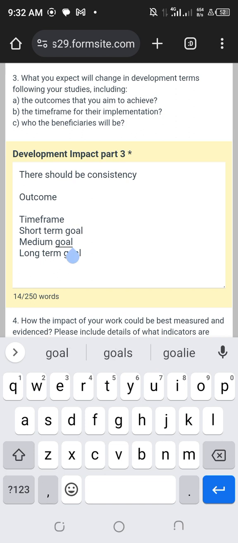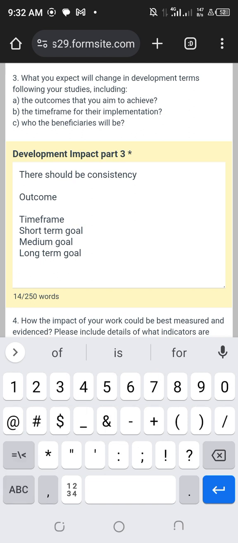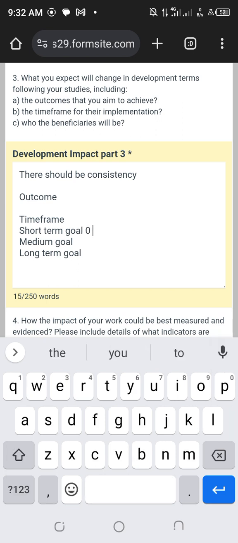Then your medium term, your medium goal should be within, let's say, within 6 months to about 1 year of your return from your studies. So these short-term goals should be from 0 to about, let's say, 5 months. What will you do as you come back from your study?